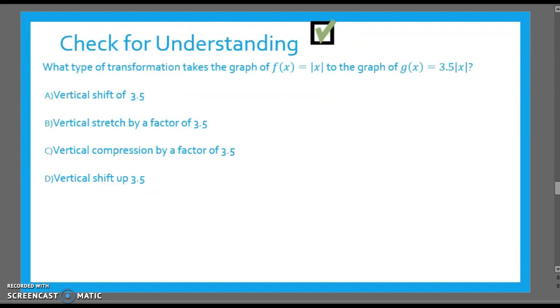So let's do a check for understanding. What type of transformation takes the graph of f of x equals absolute value of x to the graph of g of x equals 3.5 times the absolute value of x? Well, what I did here was I multiplied that function on the outside of the absolute value symbol, so that means it's a vertical stretch by a factor of 3.5.